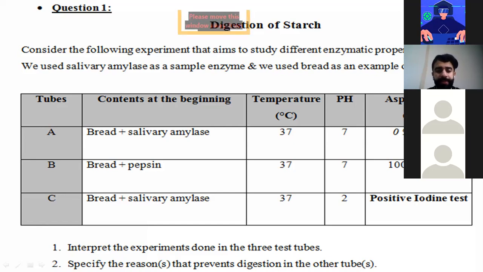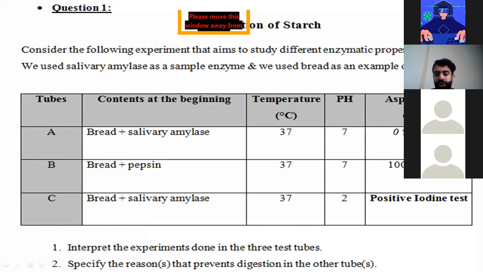Okay, let's start. After adding Pepsin to bread, in tube B, with temperature 37, at pH 7, which is neutral, there is no digestion. So there is 100% bread. This is the analysis. Indication: this indicates that no digestion occurs in tube B. Very good. Thank you, Khadi.